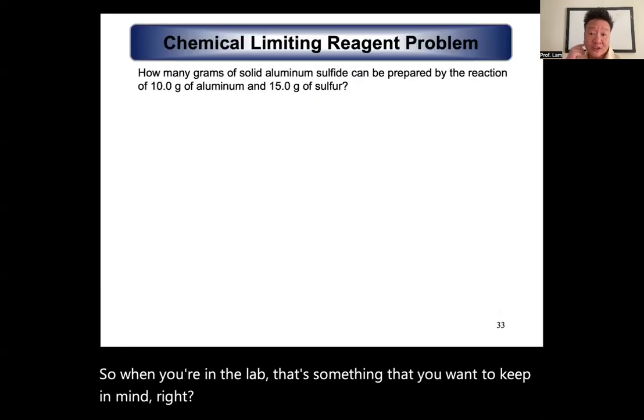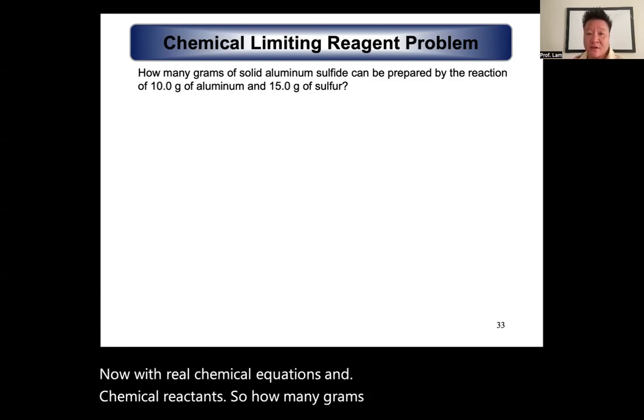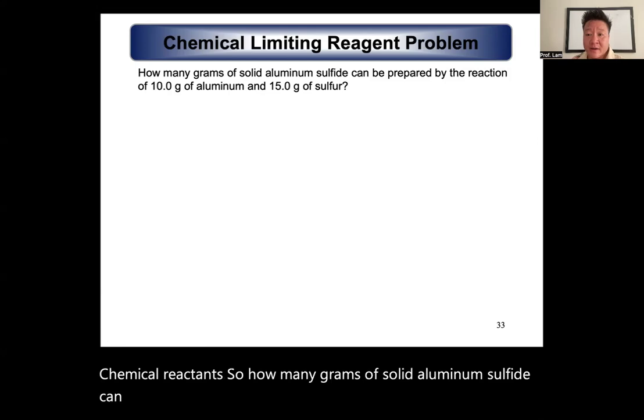Okay, so let's do this now with real chemical equations and chemical reactants. How many grams of solid aluminum sulfide can be prepared by the reaction of 10 grams of aluminum and 15.0 grams of sulfur?